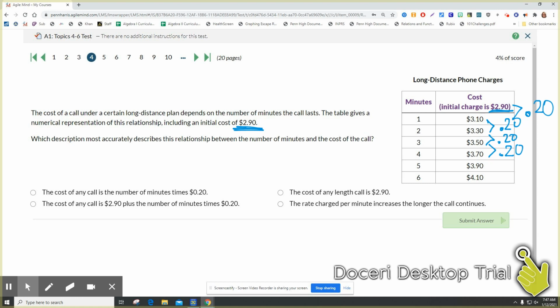So they want to know which description most accurately describes the relationship. That means that some of these may describe it, but they want to know the one that has the most detail to it. So the cost of any call is the number of minutes times 20 cents. Well, that's true, but we also have to take into account the initial $2.90. So this one would not work. Then right below it, it says the cost of any call is $2.90 plus the number of minutes times 20 cents. Yes. So we don't have to look any further. That's my next answer.